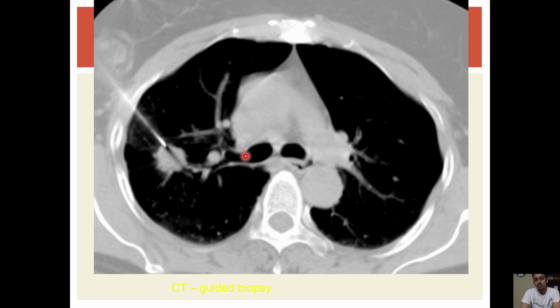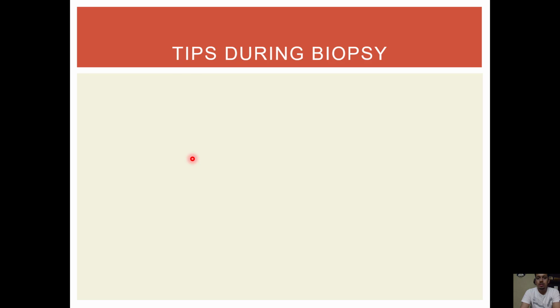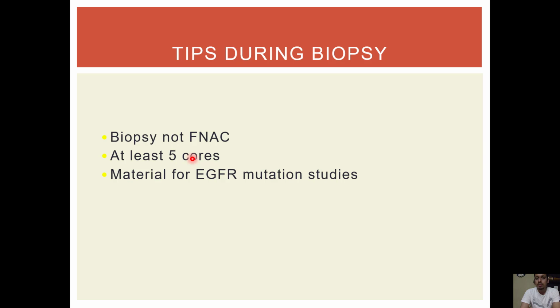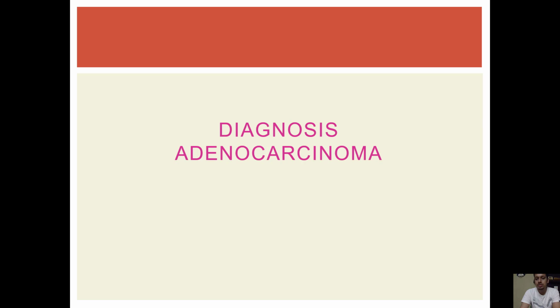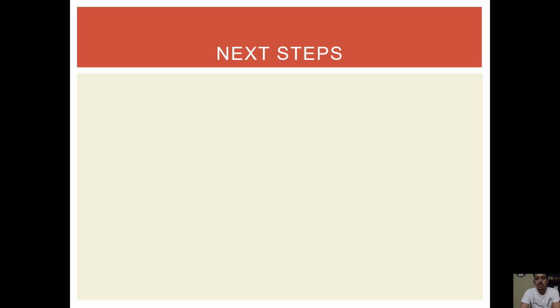So what we did was we went ahead with a CT guided biopsy. Although you could argue that a bronchoscopic biopsy under fluoro guidance or a mini probe guidance would be equally good for diagnosing this patient. A core biopsy is always indicated, not an FNAC, because always the pathologist is going to ask you for more material for EGFR mutation studies. So we usually use the Bard biopsy forceps. The diagnosis in this case was an adenocarcinoma.